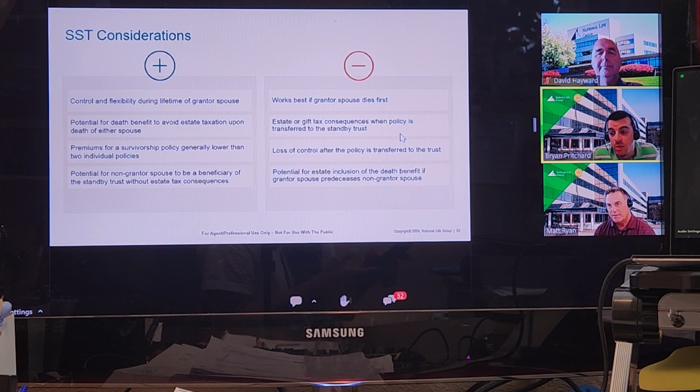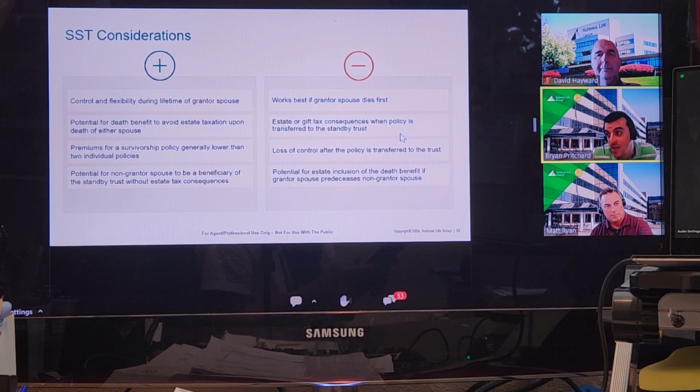So when you think about the addition that the non-grantor spouse can be the beneficiary of the standby trust without these estate tax consequences being incurred, it can be a very powerful planning strategy. Now, as I mentioned, there are some other factors that could turn that plan a little bit sideways, which is where that flexibility comes into play. But as we stated, it does work best if the grantor spouse, in this case that was John, predeceases Mary, so that the policy flows directly into that survivorship standby trust that was created.